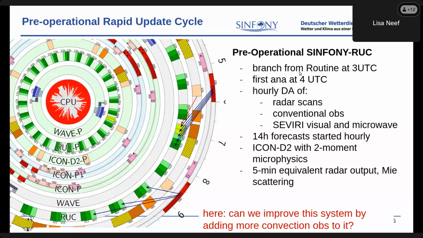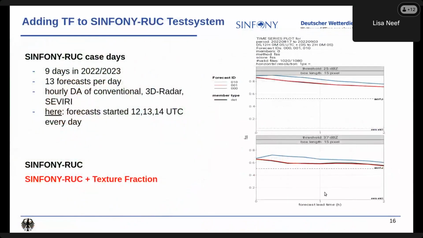And at 3 UTC every day, we branch off from those initial conditions, and then we start this rapid update cycle where we assimilate once an hour with 2-moment microphysics. So it's a more sophisticated model version. It's more frequent assimilation, and it's a more complex radar operator. So it's a pretty good system. It's heavy. And the question is, if we now add the texture fraction to that, can we actually improve the convective forecasts?